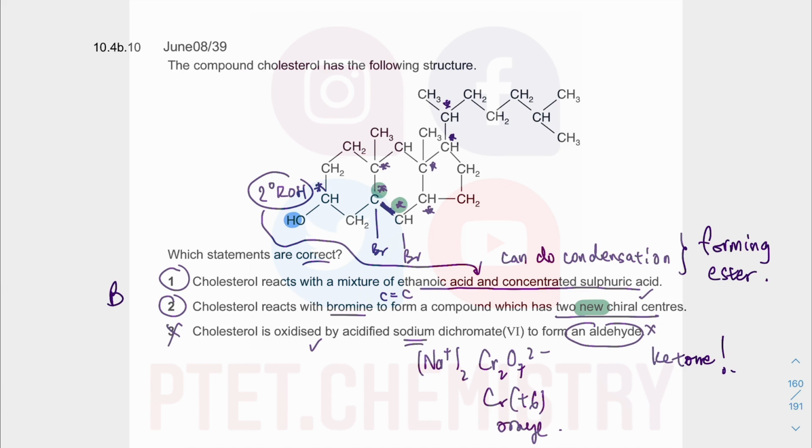So there's option B there. This is the end of this 5-question tutorial series on section B questions on alcohols.